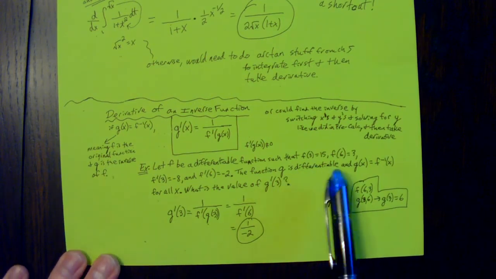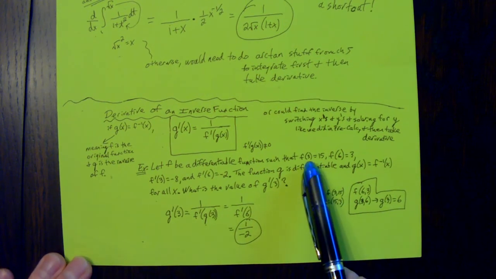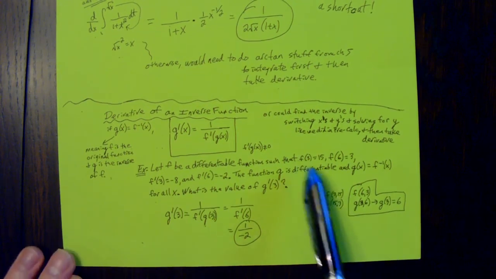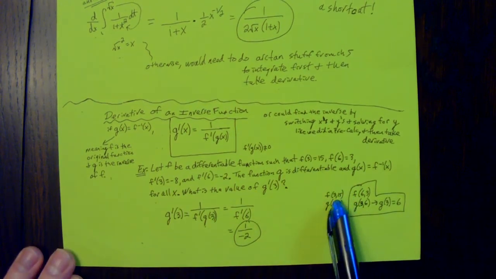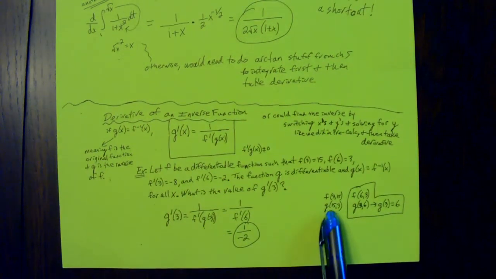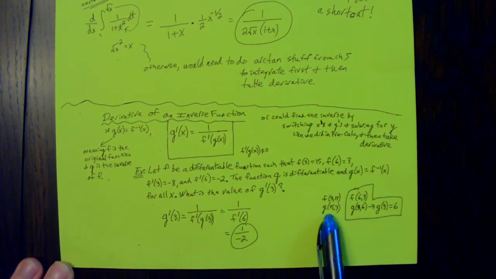Notice that they give us all these extra points to try to trick us a little bit. But notice the point (3, 15) is on your f graph, which means the inverse graph just switches your x's and y's around. So if the point (3, 15) is on your original graph, the point (15, 3) is on your inverse graph. If I had a g of 15, g of 15 would be equal to 3, but I don't have a 15 there, so that doesn't help me at all.